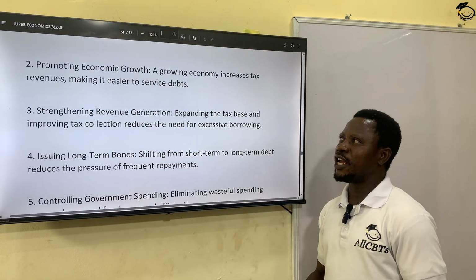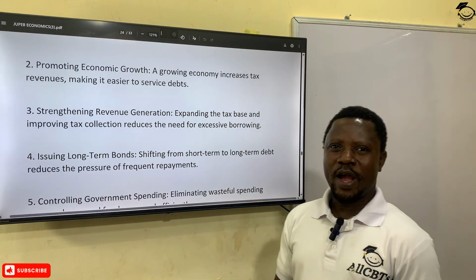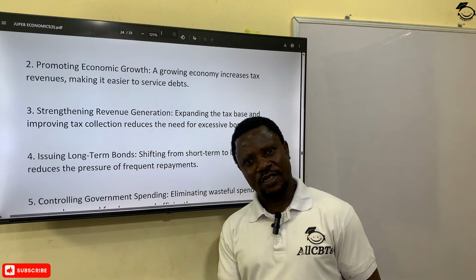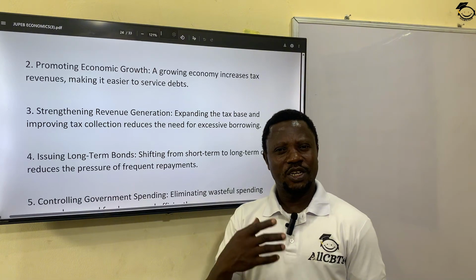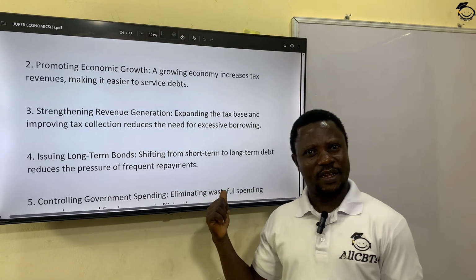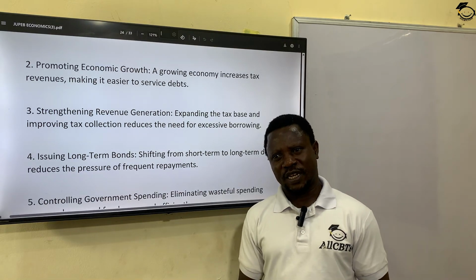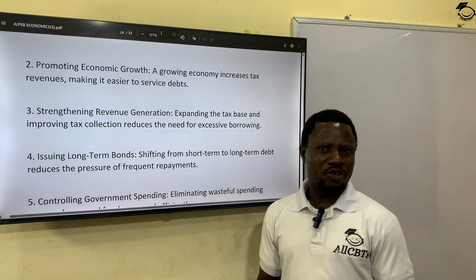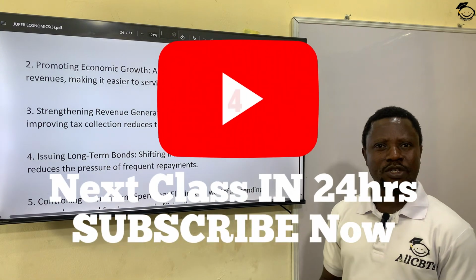By promoting economic growth. As the economy is growing, particularly when we are earning more money from tax, our revenue is increasing. It will make it easier for us to what? To service our debt. And that is why, if you notice lately, there was what they call tax reforms done by the current government. I think it was just about 2 months ago that the new government released what? Tax reforms, whereby government can make more money through taxes.